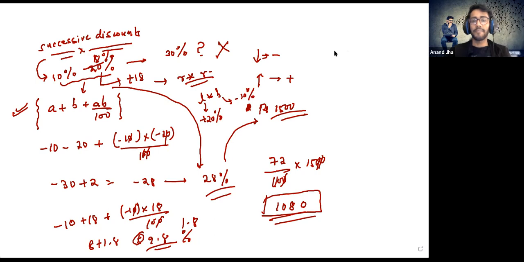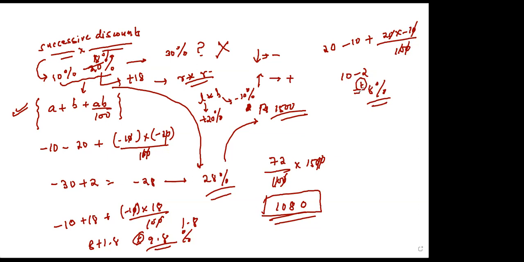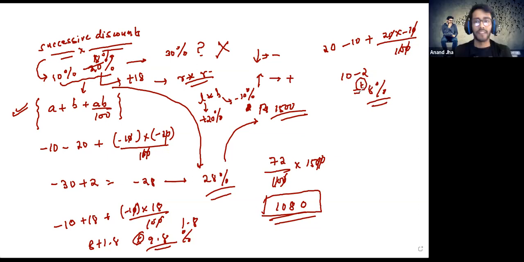Length is increasing by 20%. Breadth is decreasing by 10%. So we can find A plus B, so 20 minus 10 plus AB by 100. So how much is this? That means 10, and this will be minus 2. So 8%. 8% positive. There's an 8% increase in the area. Quickly you'll get it within a fraction of a second. Within 15-20 seconds you can do it. Do it in mind only. 20 minus 10 plus 20 into minus 10 by 100, so 10 minus 2, 8%.